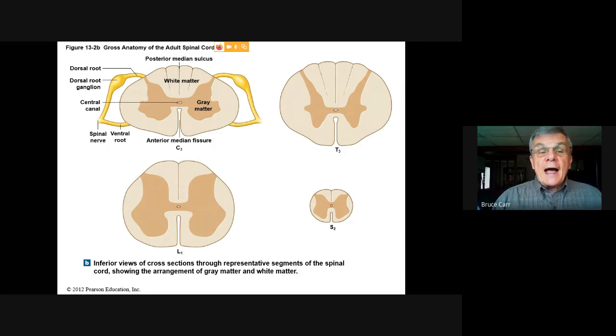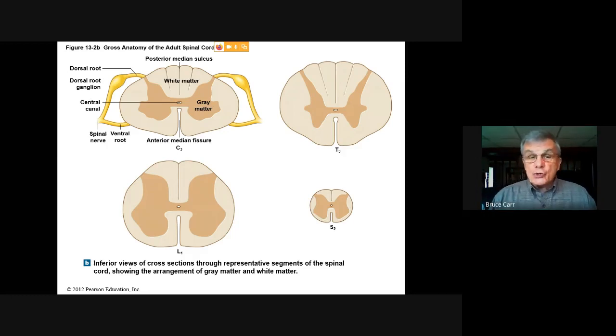The central canal is shown in the center of the gray matter. Notice from all the other regions, that's a consistent feature of the spinal cord. A gray matter, kind of butterfly shape, it always looked like to me, with a hole in the center, the central canal.